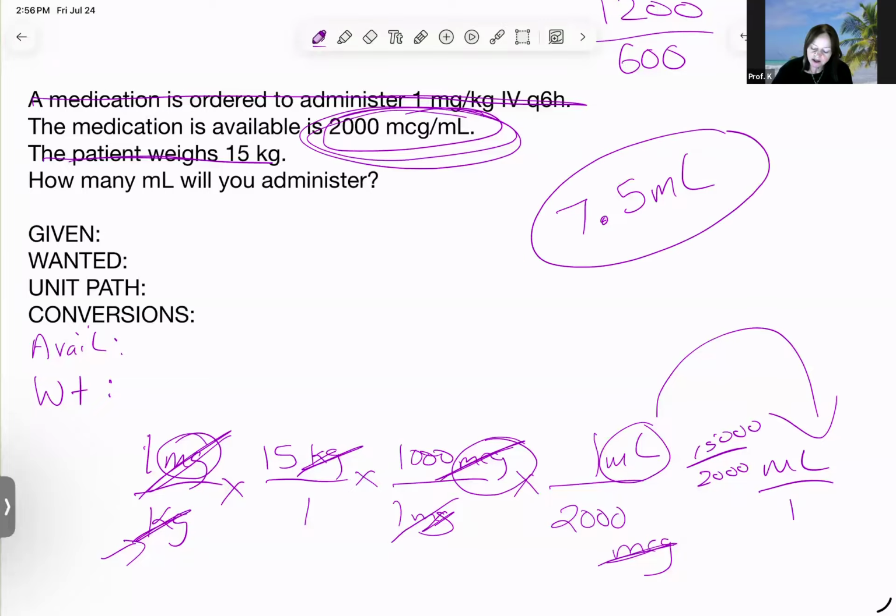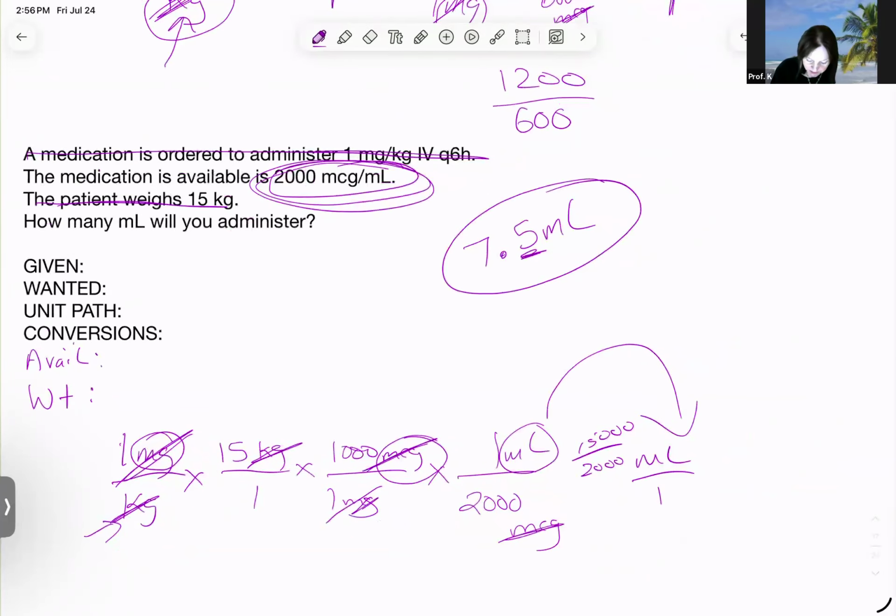And because it's between 1 and 10, I round to the tenths. I'm going to leave it 7.5. So what happens if you make it 8? I take away 1 point. Okay? But the right answer is 7.5 milliliters.